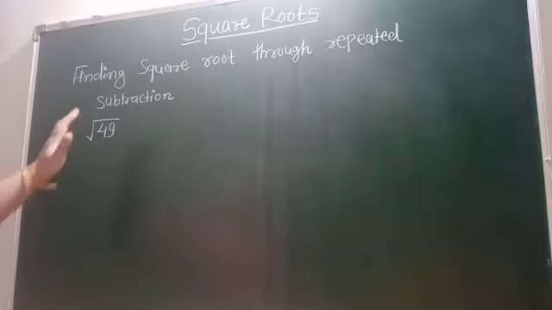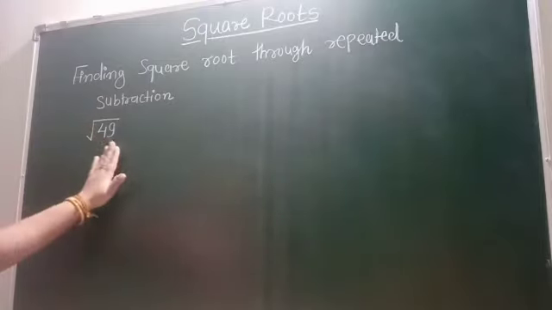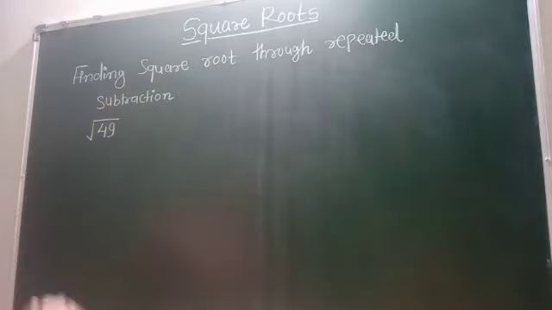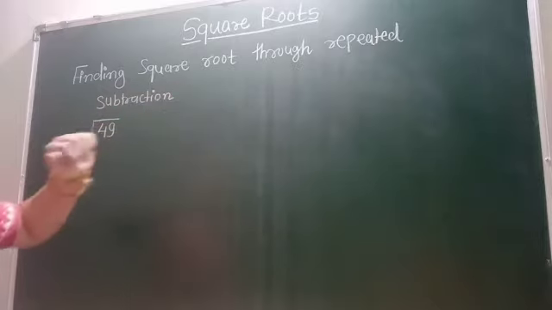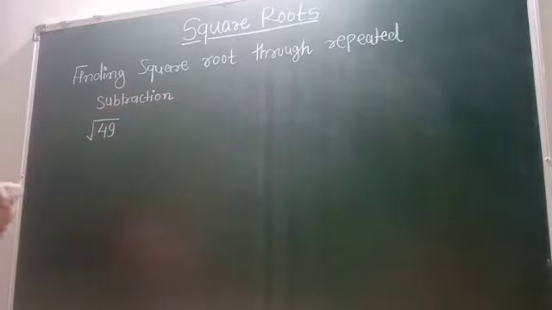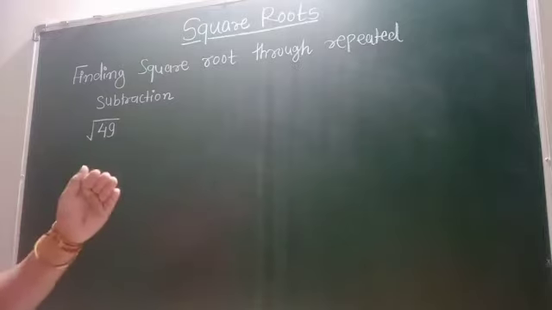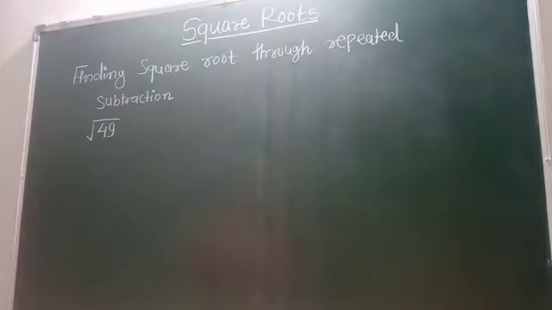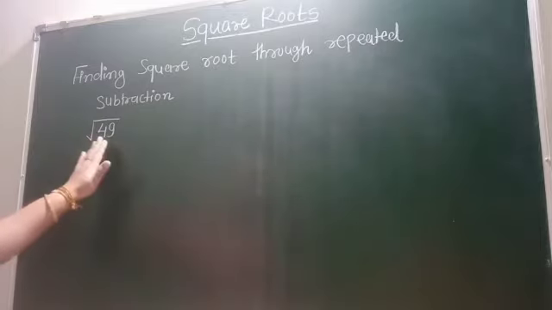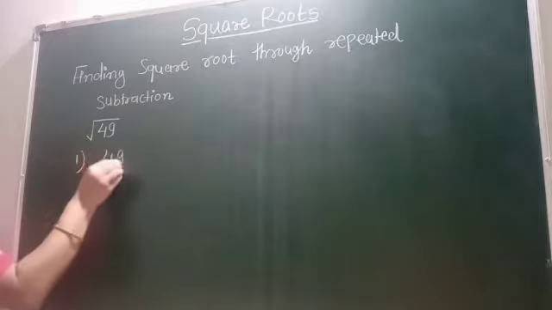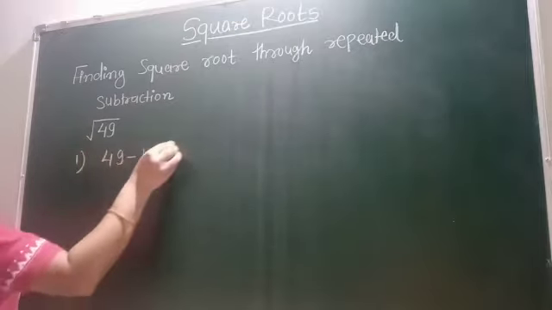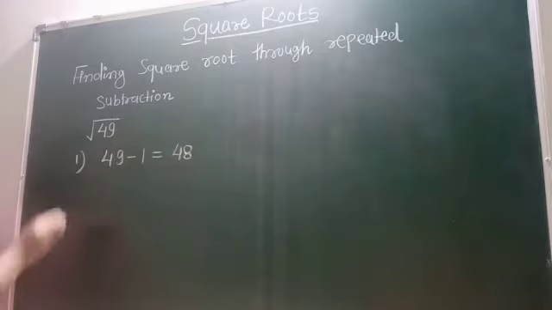Let's see how we can find the square root of any number through repeated subtraction. Let's take one example. Suppose we have to find the square root of 49. We will use the same process which we already used in the previous exercise. We will subtract consecutive odd numbers starting from 1. First step, we subtract 1 from 49. What will we get? We will get 48.